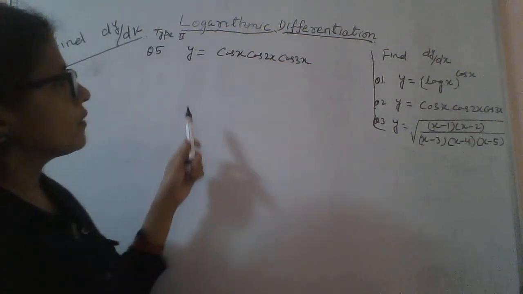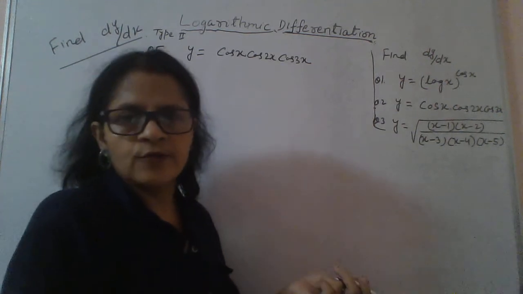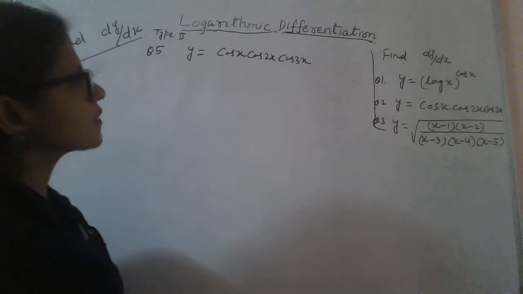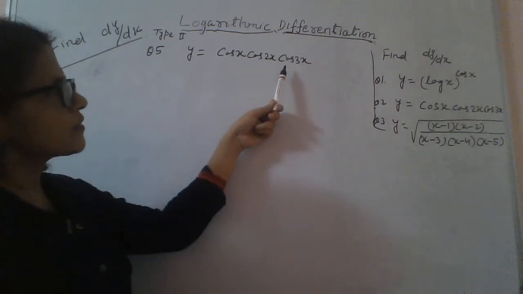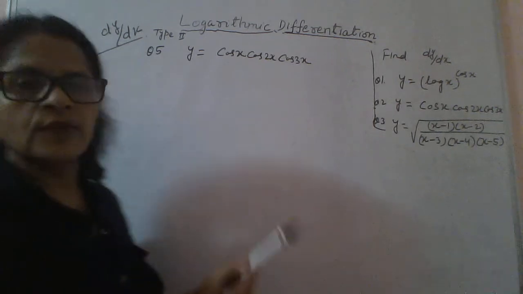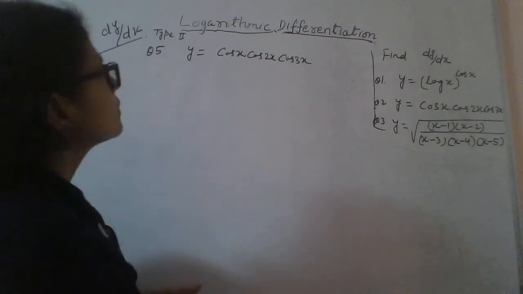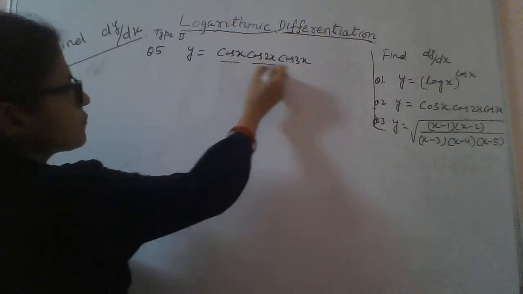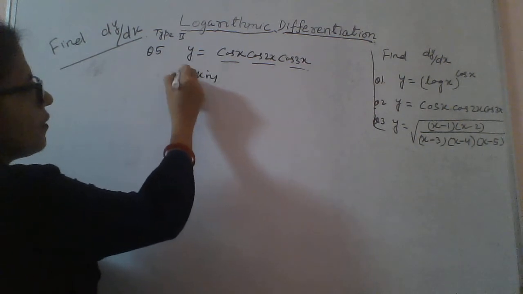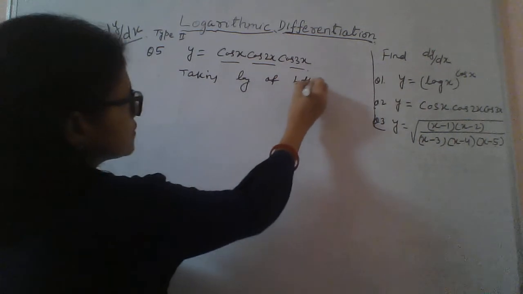So next one is type 2. Whenever the function is a product of more than two functions. So here it is y equal to cos x into cos 2x into cos 3x. Here you may think, okay, we can do y equal to uvw. That's fine, you can do it. But here it is much more convenient in this way. So taking logarithm of both sides.